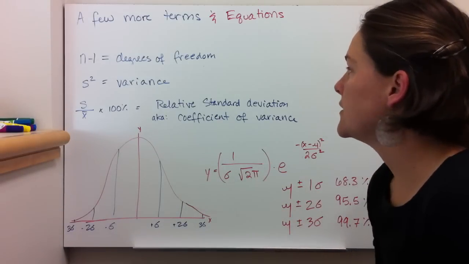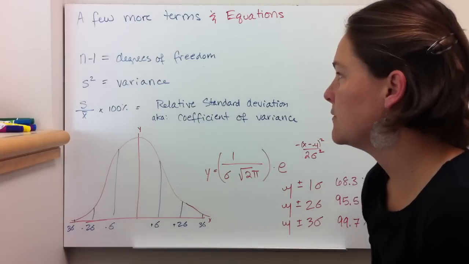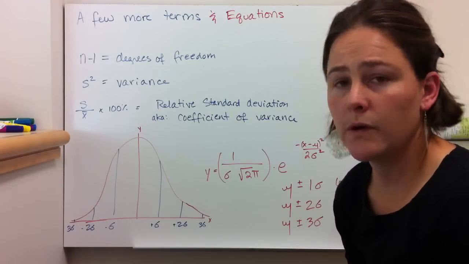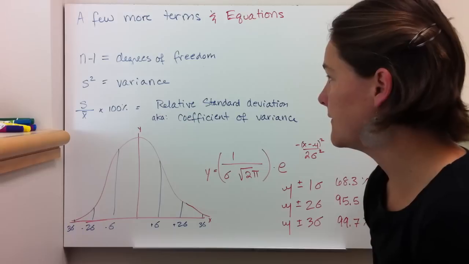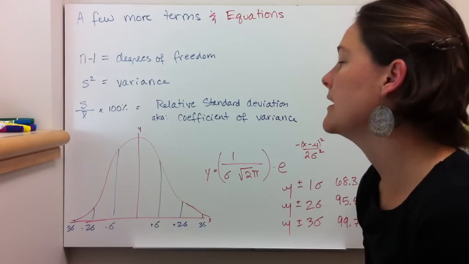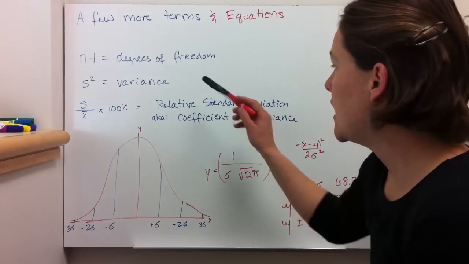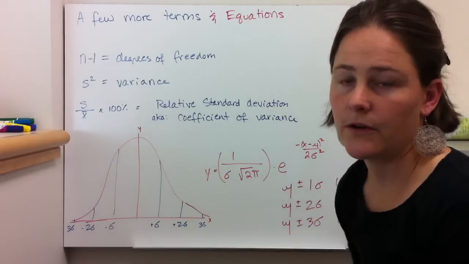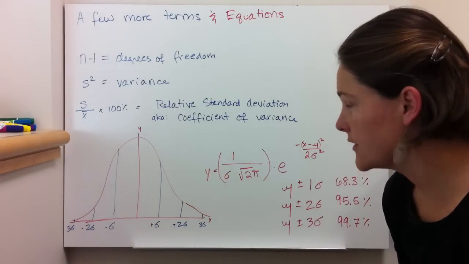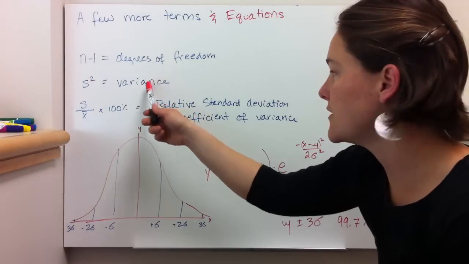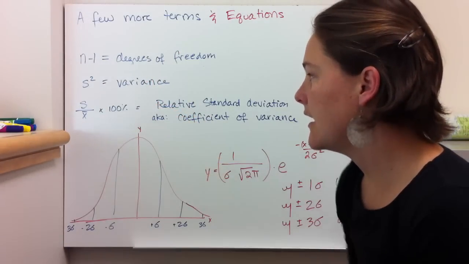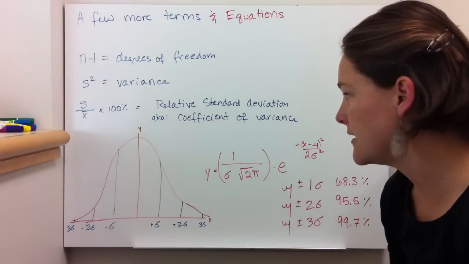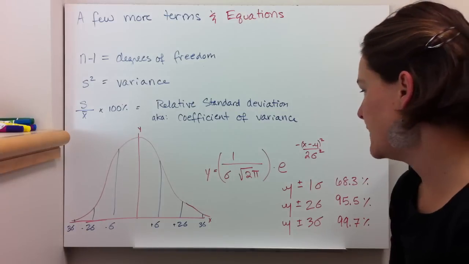A little bit more terminology. N minus 1 is the number of degrees of freedom, and you'll see that a lot going forward in your chemistry career. It's important for a lot of PChem type stuff, and definitely for statistics. S squared, the standard deviation squared, is variance, and s, the standard deviation, over the mean times 100% is the relative standard deviation, or the coefficient of variance.